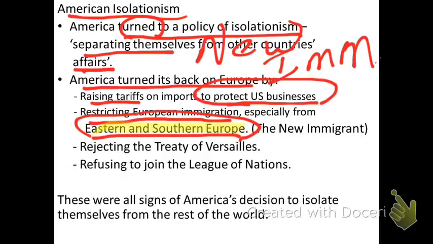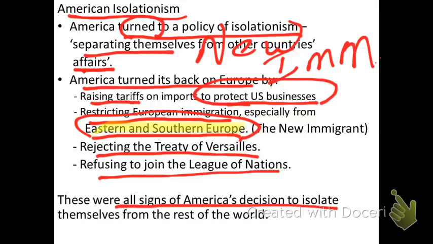We rejected the Treaty of Versailles. Why? Because it was never ratified by the Senate. Henry Cabot Lodge and others rejected it because, again, we felt that it would be too much of a strain on America. It would eat into American sovereignty. And so we refused to join the League of Nations, which was the brainchild of our President Woodrow Wilson. These were all the signs of America's decision to isolate ourselves from the rest of the world. So essentially we said, you stay over there, do whatever you want to do, leave us alone.